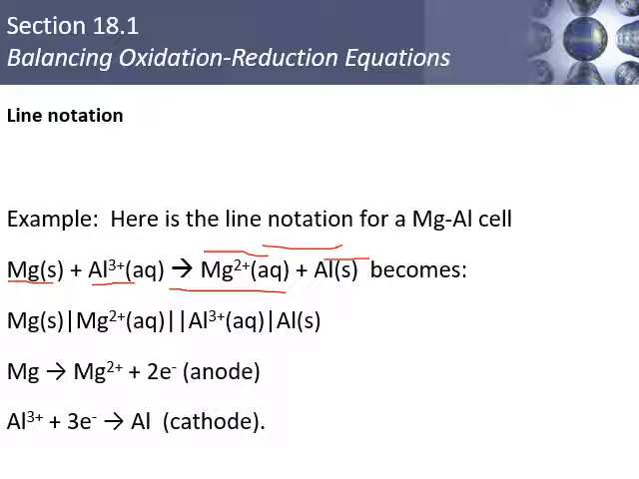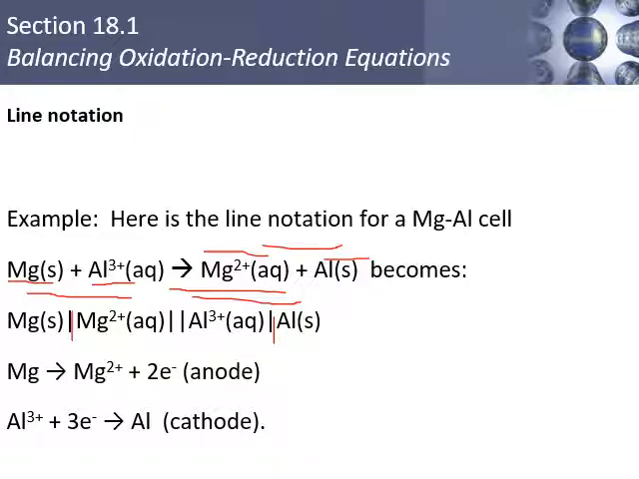So we want the one that's losing electrons on the left, which in this case is the magnesium. So we put the magnesium going to magnesium 2+ on the left and the aluminum 3+ going to aluminum on the right. And then just draw a vertical line between the reactant and the product here and the reactant and the product here. Now, this is a very simple one. There are some of them that are much more complicated, but we probably won't have those or have to worry about them in this class. Just be aware of it.